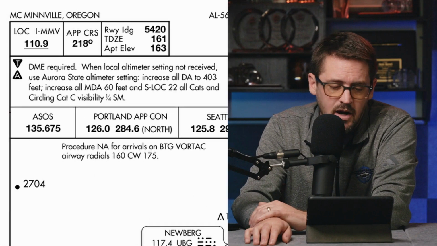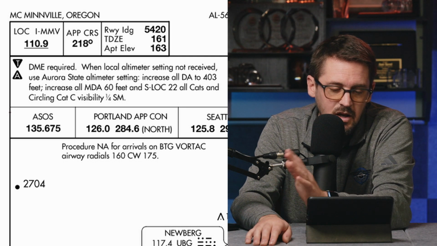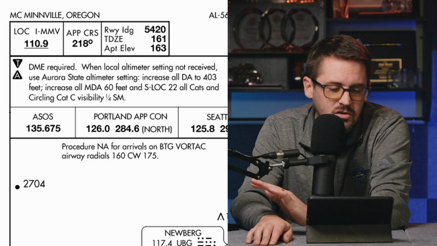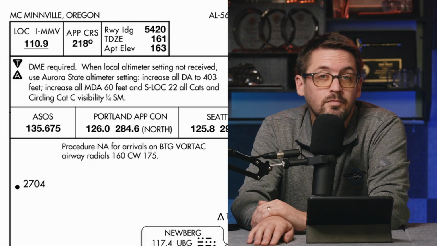In the notes section, it says DME required. When local altimeter setting not received, use Aurora State altimeter, and it talks about increasing the DA and all that. So my question to you, my question to my students, is, this is, again, an ILS or localizer approach. If our GPS was not working, could we fly this approach? Well, this is not a GPS approach. It doesn't say GPS is required, nor should it. I mean, an ILS is a separate system, right? However, it says right there at the beginning of the notes section, DME required.